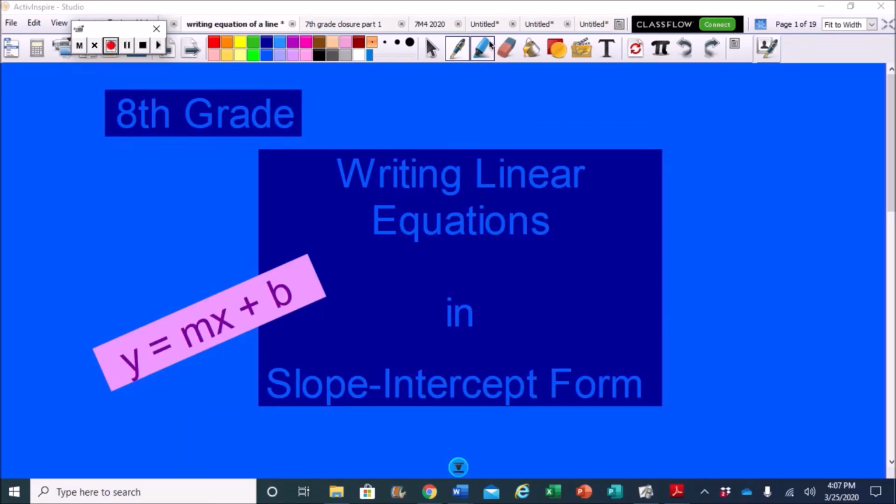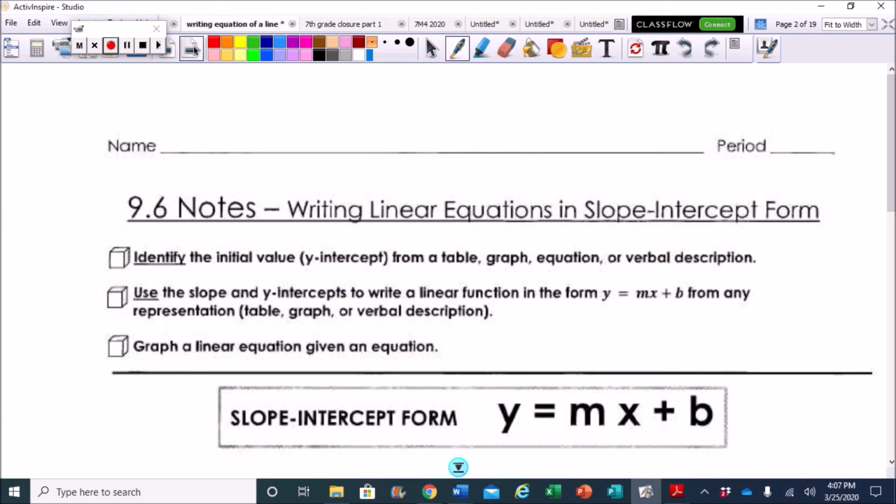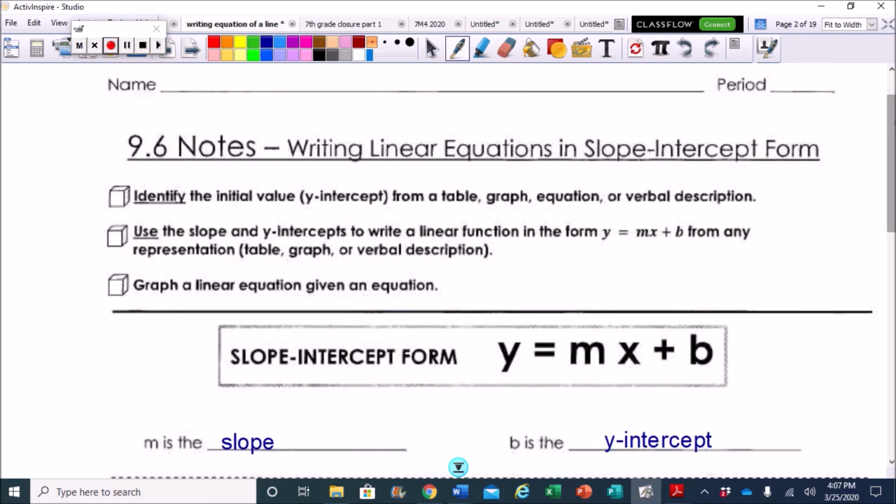8th grade, writing linear equations in slope-intercept form. So the first thing we're going to have to do is identify the y value, or the initial value, the y-intercept, as b. That's where it crosses the y-axis. And we're going to be able to do it from a table, graph, equation, or verbal description.